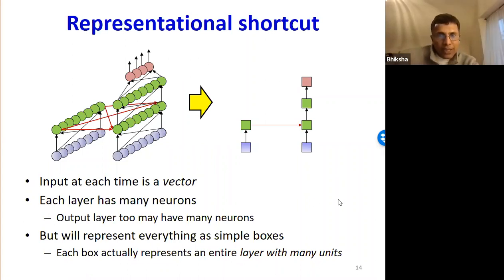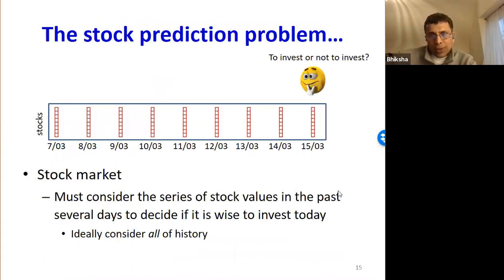So let me continue. Let's return to our time series problem, the stock market prediction problem. Stocks typically follow trends. So if you want to know if it's good to invest today, you want to look at how the stocks have been behaving for the past several days. Ideally, look at the entire history of stock values, but at least you want to look at what's been happening in the past week.